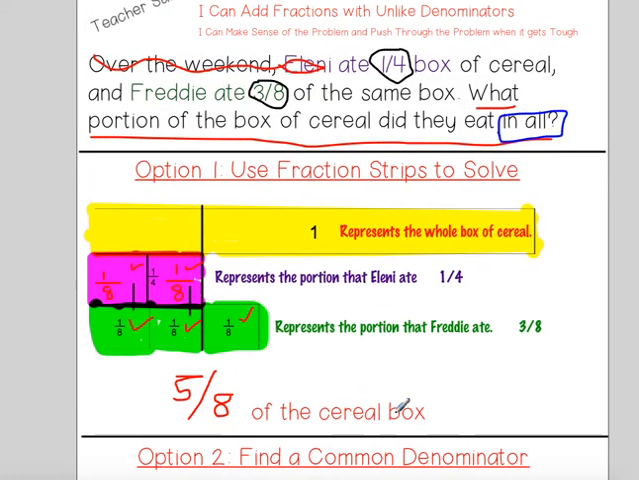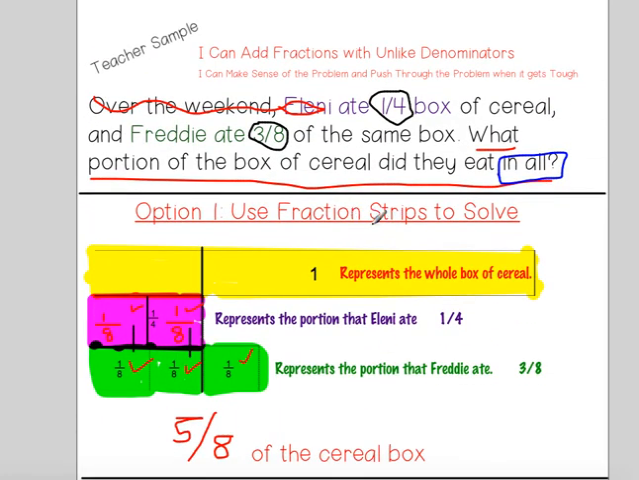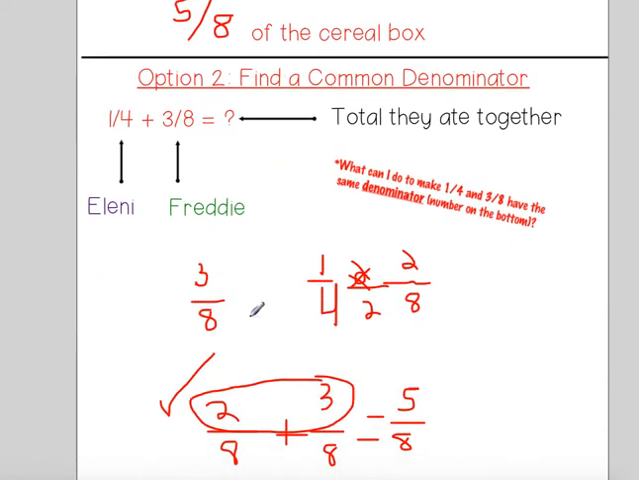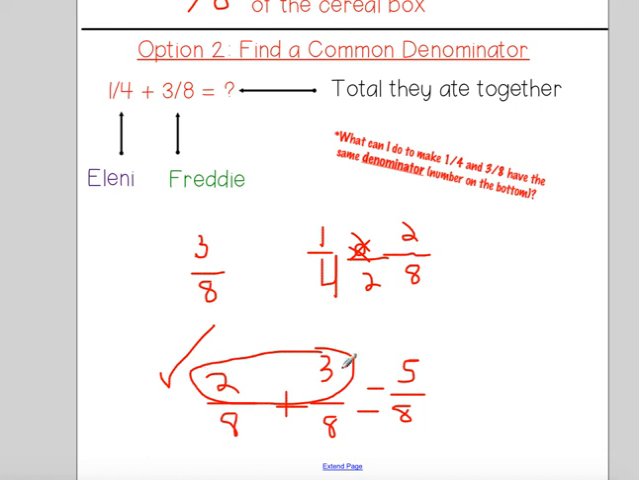So you can use either of these methods when you're solving. You can use your fraction strips to model it, or you can simply find a common denominator and add your numerators to get your final answer.